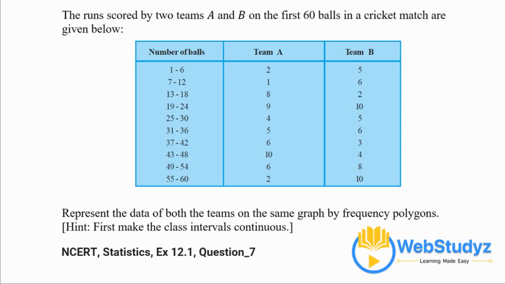So as we can see, this data is discontinuous data. So we have to first make the class interval continuous. Let's do it, but before that, let's continue the question. We have to represent the data of both teams on the same graph by frequency polygons. Hint: first make the class interval continuous. So yes, this is the hint that we have to make the class interval continuous. So let's first make the class interval continuous.